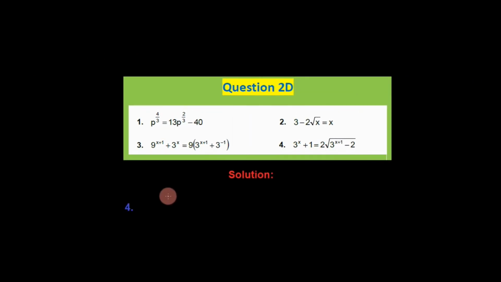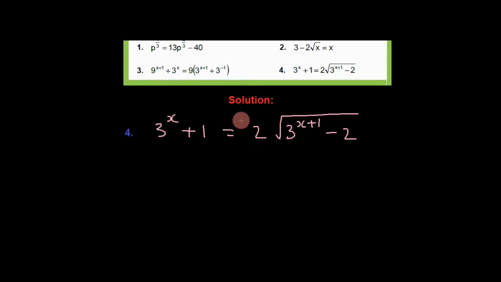Coming to the last equation here, we have 3 to the x plus 1 equals twice the square root of 3 to the x plus 1, less 2. The first step can be to get rid of the square root on the right hand side by squaring both sides. Note that everything on the right hand side, including the 2 here, must be squared.